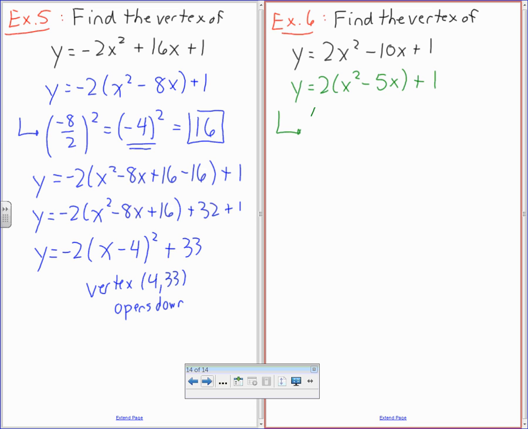Negative 5x, or 5 divided by 2. Negative 5 divided by 2, squared. Now, here's where the fractions come in. Okay, you're not going to call that 2.5. You're never going to call that 2.5. You're going to leave it as negative 5 over 2 forever.